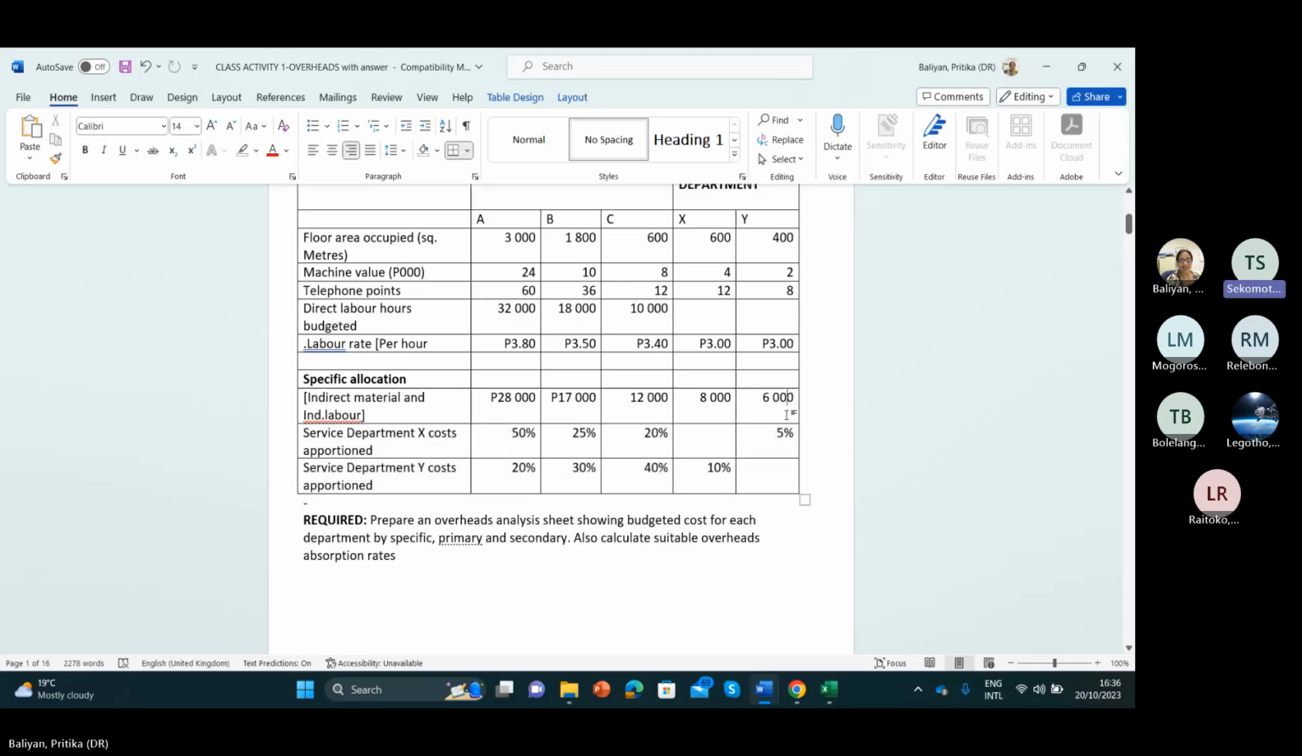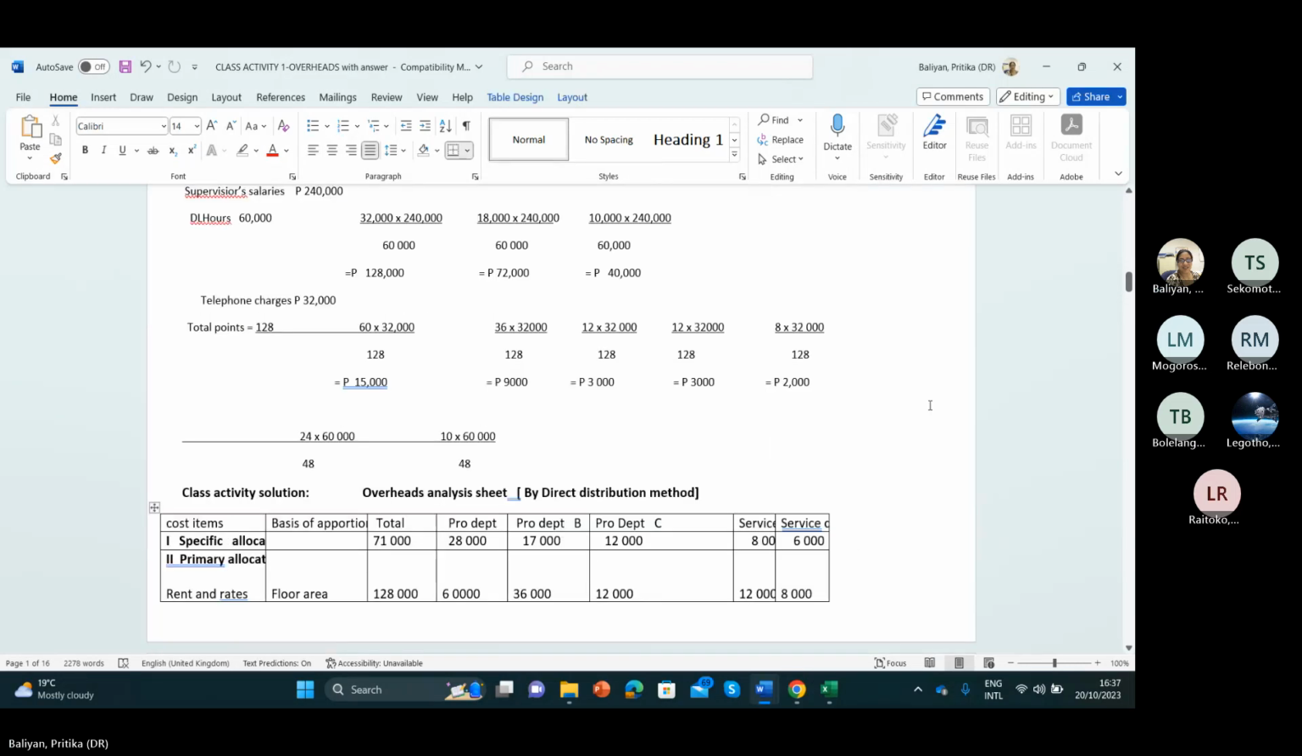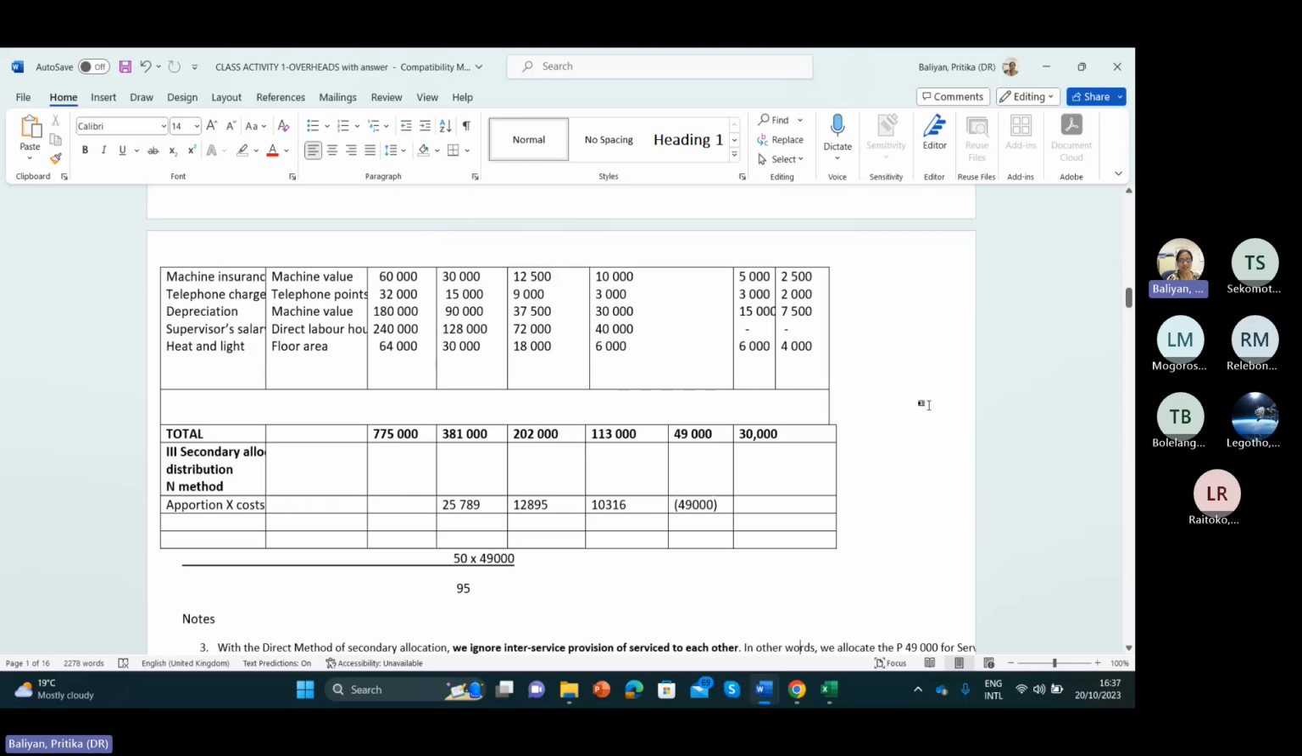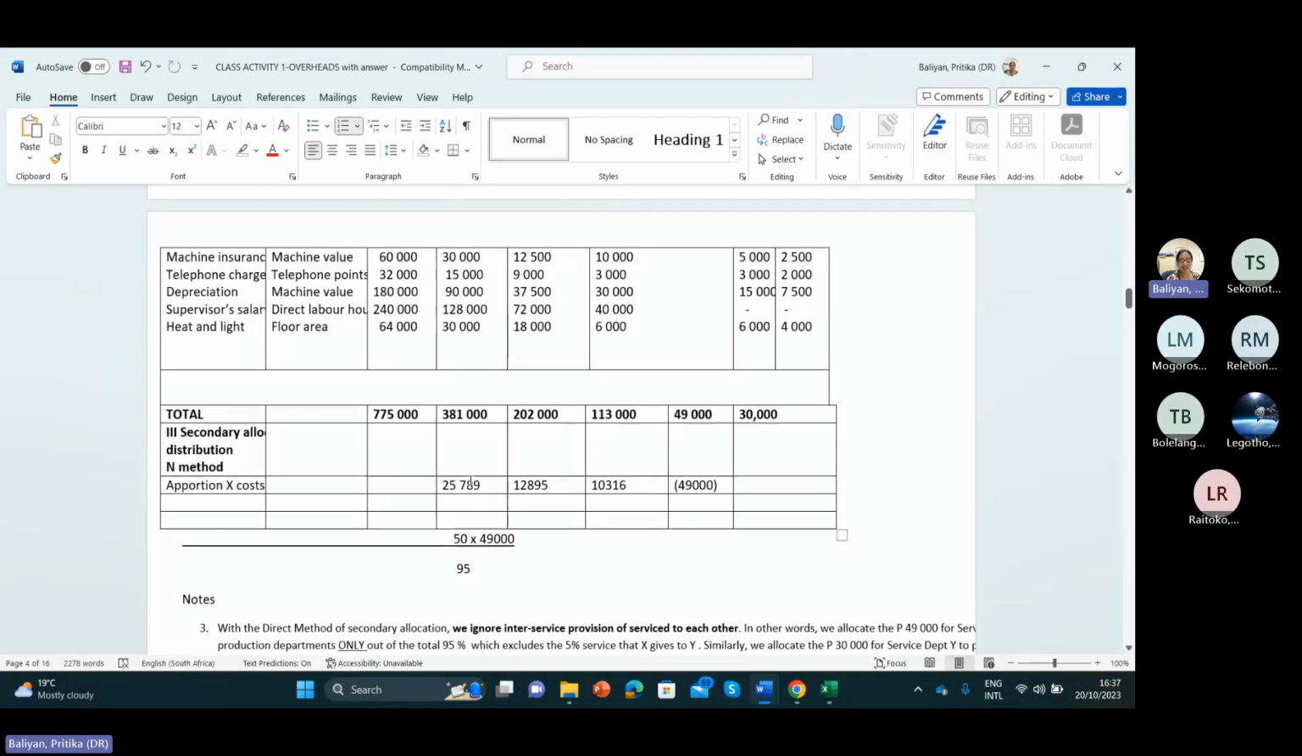Okay? Yes. We are not including that 5%. We are only apportioning 50 over 95 times the cost of X department overhead cost, 25 over 95 times the cost of X. Same thing for department C, 20 over 95 times the cost of X. Then that's how we apportion here. And that's how we get this figure. When you calculate 50 over 95 times 49, then you get this figure.